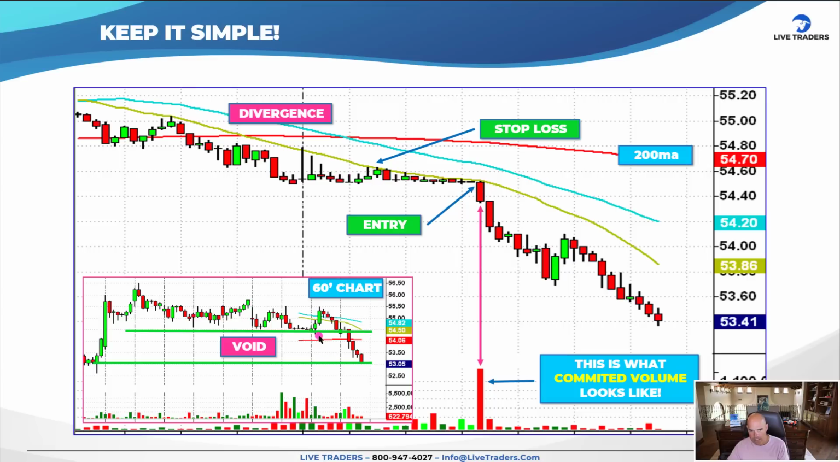When it breaks the threshold of the 60, breaks the threshold of the 2 or the 5, you want to see commitment when it breaks it. What do you get? Oh my goodness. That's over 1 million shares. 1 million shares on a 2 or a 5 minute chart. 1 million shares in a 2 to 5 minute period.